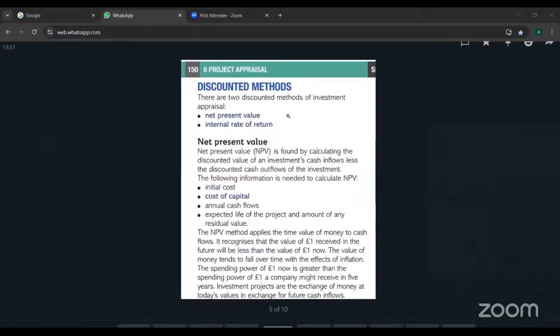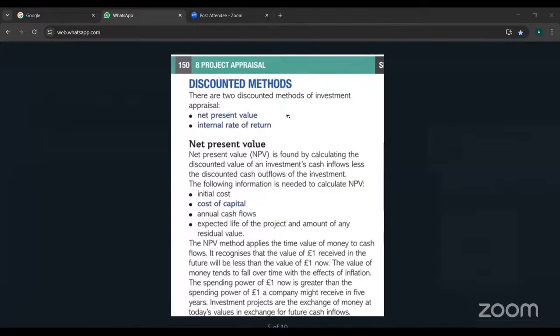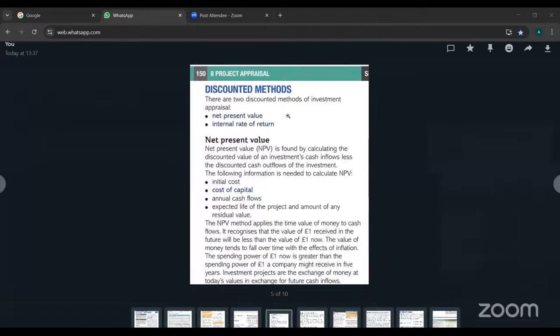Okay, so discounted methods. I told you the non-discounted methods, payback period and ARR. Now the discounted methods, which are net present value and internal rate of return.